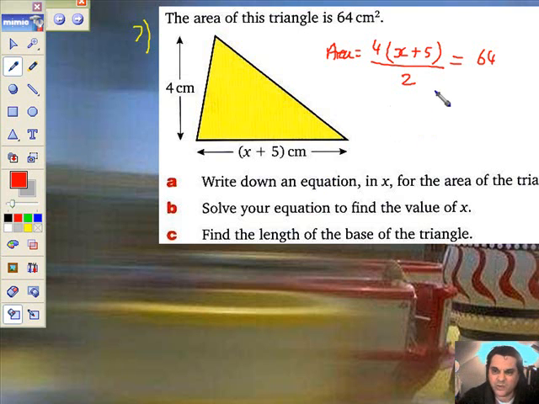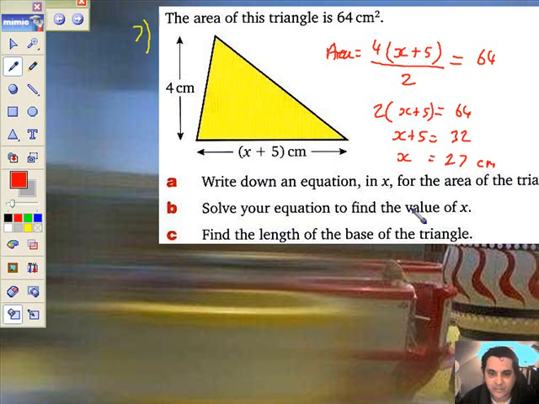Now I've got to solve it. Not difficult. I can say 4 divided by 2 is 2, so I've got 2 lots of X plus 5 equals 64. Don't have to multiply out. If 2 lots of X plus 5 is 64, then X plus 5 on its own must be 64 divided by 2. So that's 32. Therefore X is going to be 32 take away 5, which is going to be 27, and that will be centimetres. Alright, so I found the value of X, 27, dead easy.